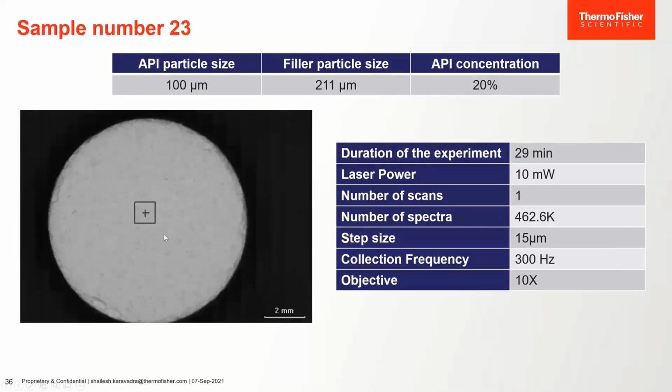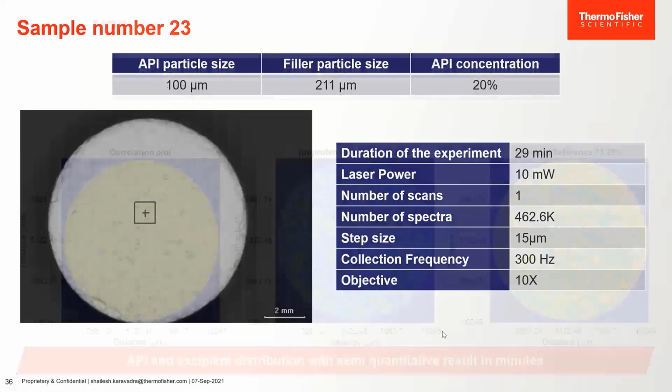So here in this example, we ran the MCR on a tablet. We had 100 micron particle size. Filler particle size was 211 micron, and the API concentration was expected to be 20%. We ran this experiment for 29 minutes with 10 milliwatt laser power, and we just did one scan, basically at each point. We achieved 462,000 spectra with a step size of 15 micron, and we used a 10x objective, and the frequency of the collection was 300 Hertz.